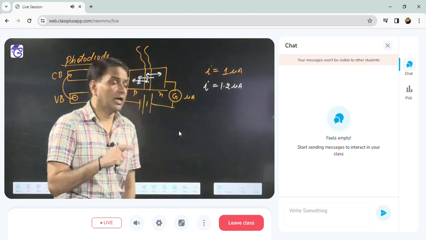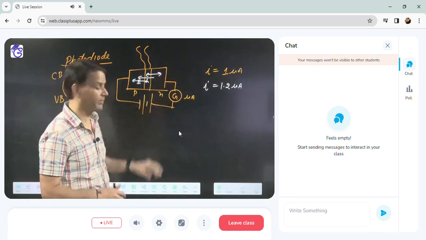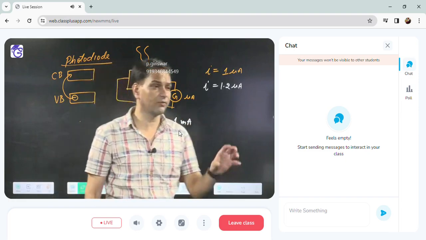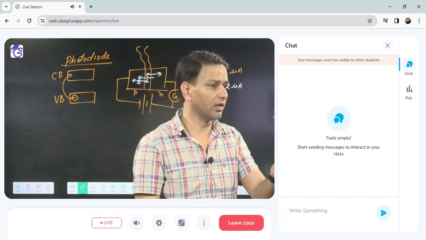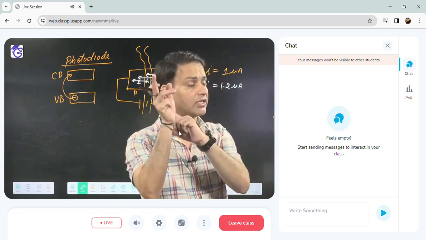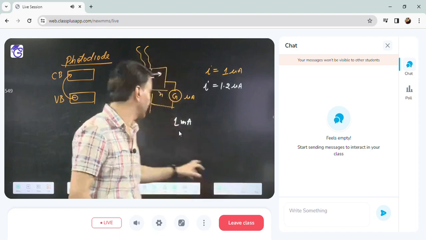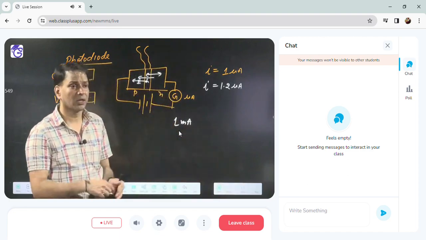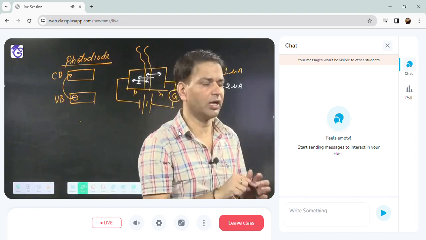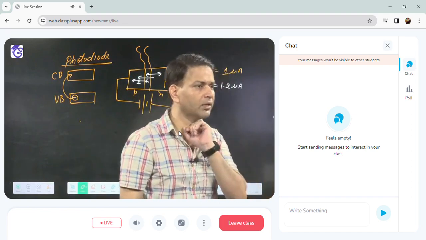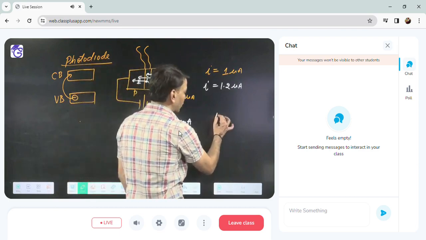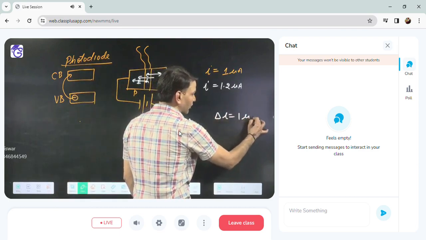Now listen. Suppose the initial current is 1 milliampere. I am using it in forward bias. The initial current is 1 milliampere because forward current is of the order of milliampere. Now light is absorbed and extra current flows. The extra current is 1 microampere. So the change in the current is 1 microampere.